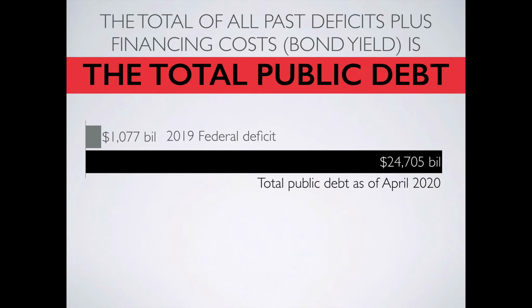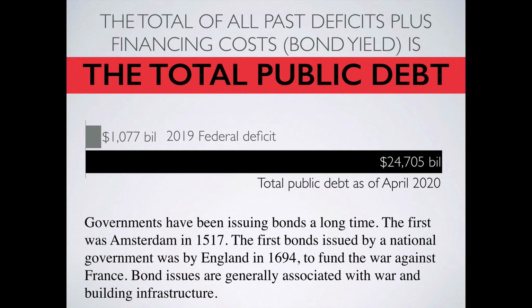But I will just say, in terms of the history of bonds, that governments have been issuing them for a very long time. The first bond that we know of was issued by Amsterdam in 1517, and the first bonds issued by a national government was by England in 1694 to fund the war against France at the time. Bond issues are generally associated with war, and to some extent with building infrastructure. War is the most expensive thing that governments ever do, and so they often will borrow money in the form of bonds in order to pay for the war effort.